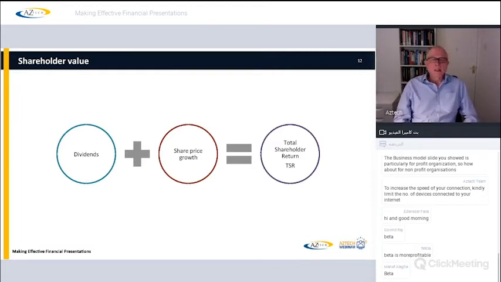If the shareholder paid $10 for their share and the price of the share increases to $12, then we've also achieved share price growth, and that will also create value for shareholders. How does that help us in defining the key financial measures that we use?